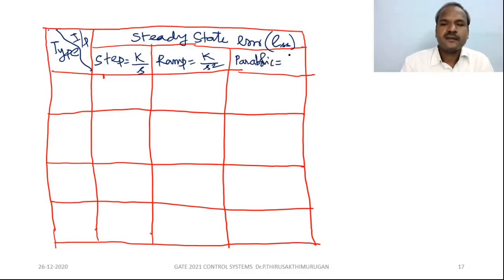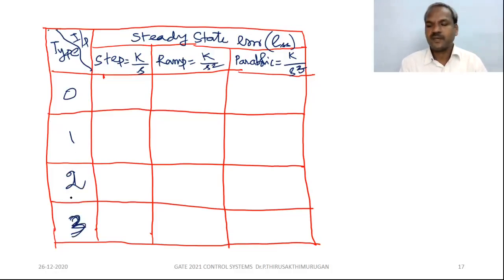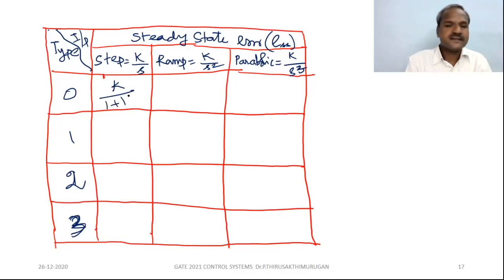What is parabolic? K by s cube, right? So for type 0, 1, 2, 3 systems, we go up to type 3 system, right? So for type 0 system, for step input, it is finite. That finite value is k by 1 plus kp. Whereas type 0 system for ramp input is infinity. For type 0 system, parabolic input is also infinity.